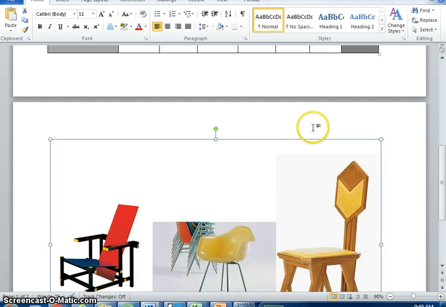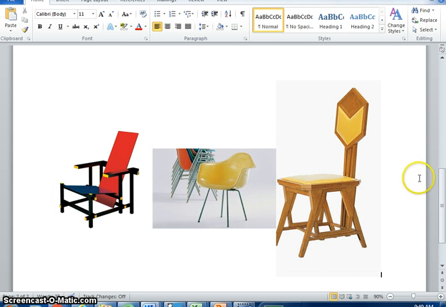Now, to do this, today we're going to look at 3 designs, okay? And these are designs of chairs. Now, just so you know, this is a very famous chair. All 3 of these chairs.